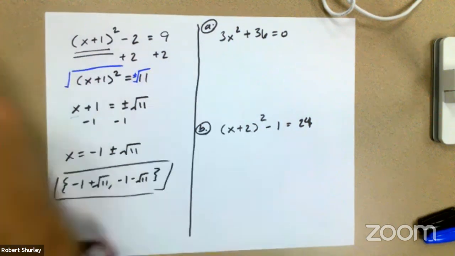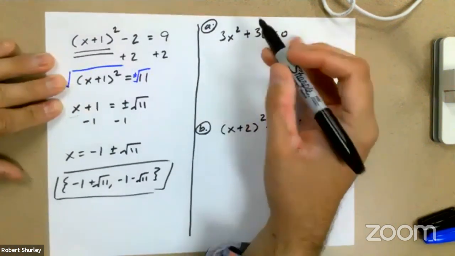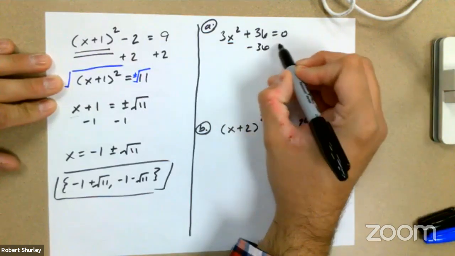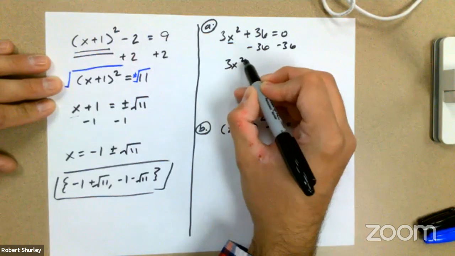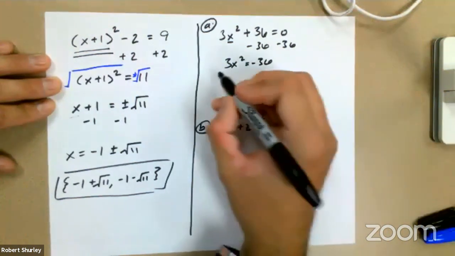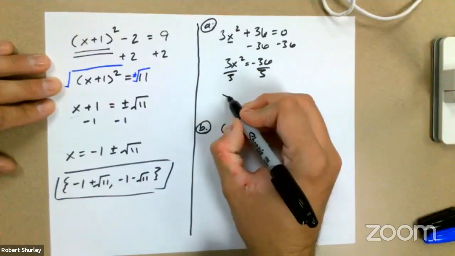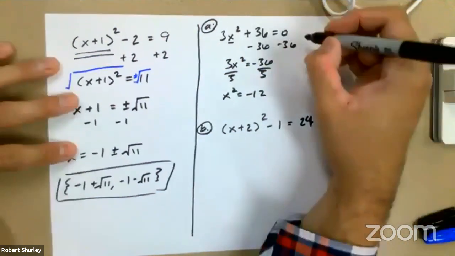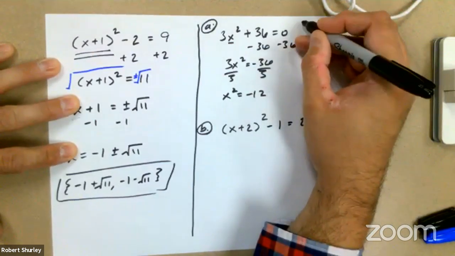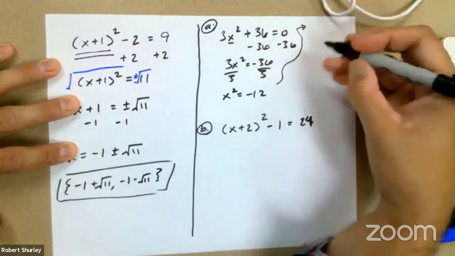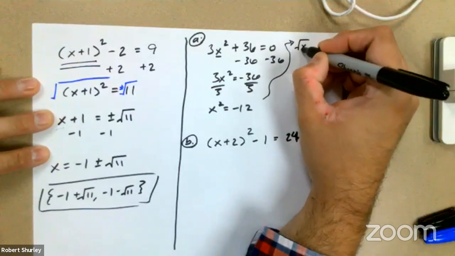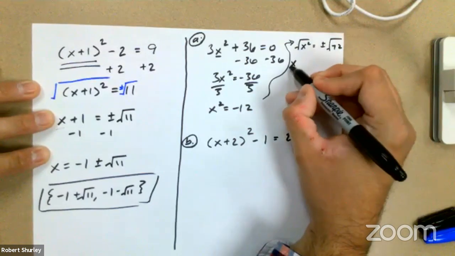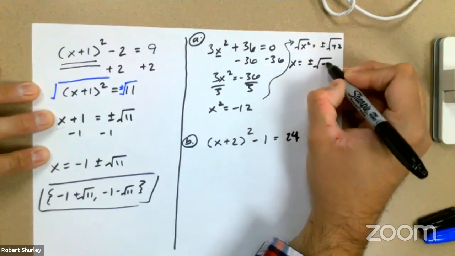Okay, let's rock and roll here. First one's a lot like that first example. I've just got to get x squared by itself. So I'm going to move the 36 over. So I get 3x squared equals negative 36. Divide by 3, and I get x squared equals negative 12, right? Take the square root of both sides, and I'd have to have the plus or minus, right? So I get x equals plus or minus the square root of negative 12.